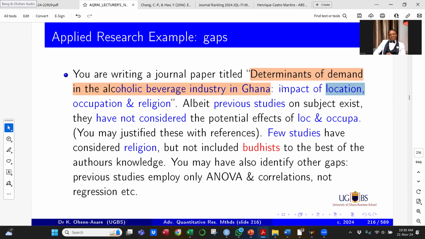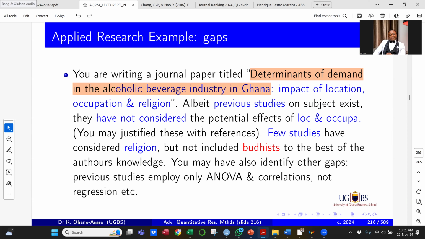In fact, you noted that only 6 papers have captured location. No paper has actually captured this. Okay, so even though previous studies have looked at this subject, you wrote that they have not considered the potential effect of location on occupation. Of course, you have to justify this.